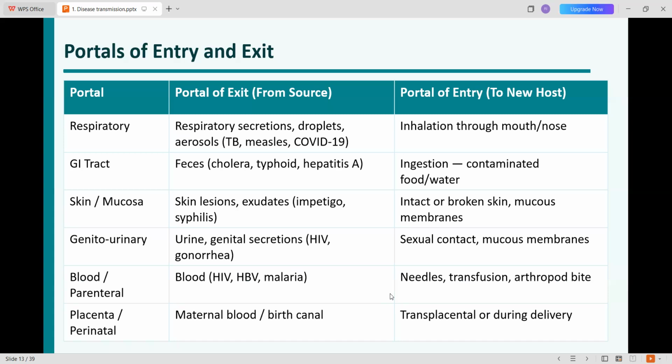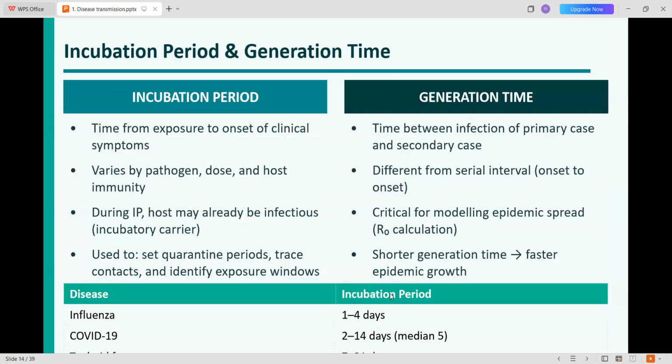Blood and parenteral: the exit point is blood, for example HIV, HPV, and malaria. Transmission can occur through needles, blood transfusion, and arthropod bites. Placental or perinatal: the portal of exit is maternal blood or the birth canal, and the portal of entry to the new host is through transplacental transmission or during delivery.